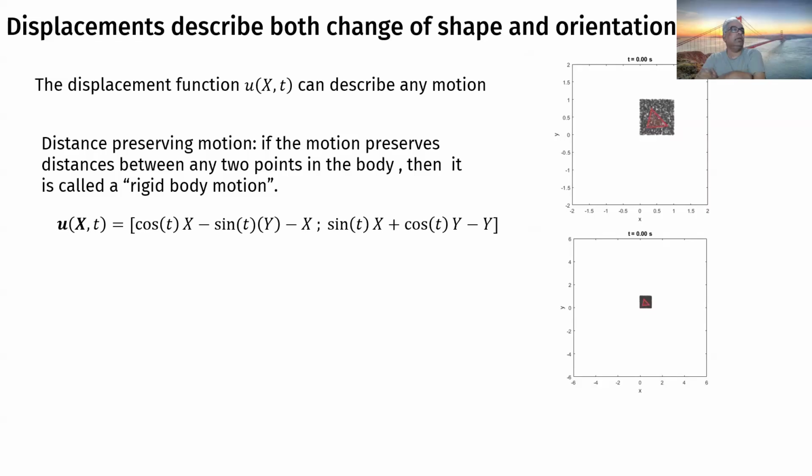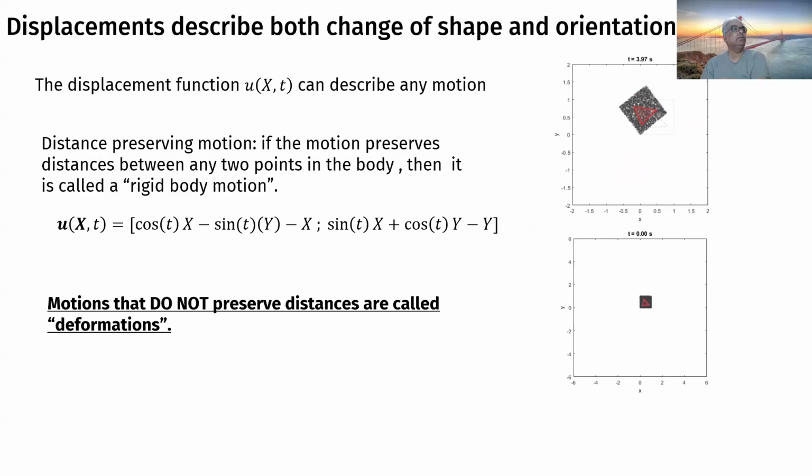For example, if you pick your displacement function as cos t minus sin t, so cos t x minus sin t y minus x, and sin t x plus cos t y minus y, then you will see that it represents a rotation going round and round like that. You can see that the triangle mark there does not change its shape at all, because no lengths are changed.